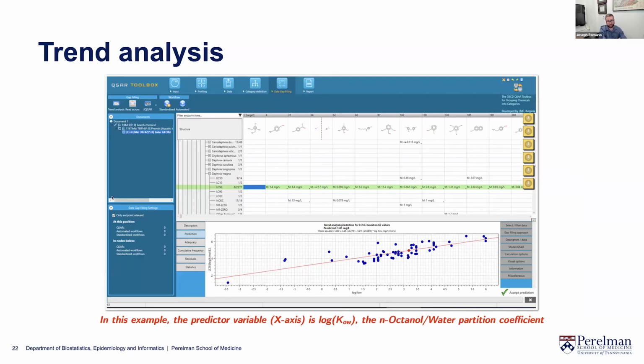There's also a more continuous version of that, where you do what's called trend analysis. So this is basically just a regression version.